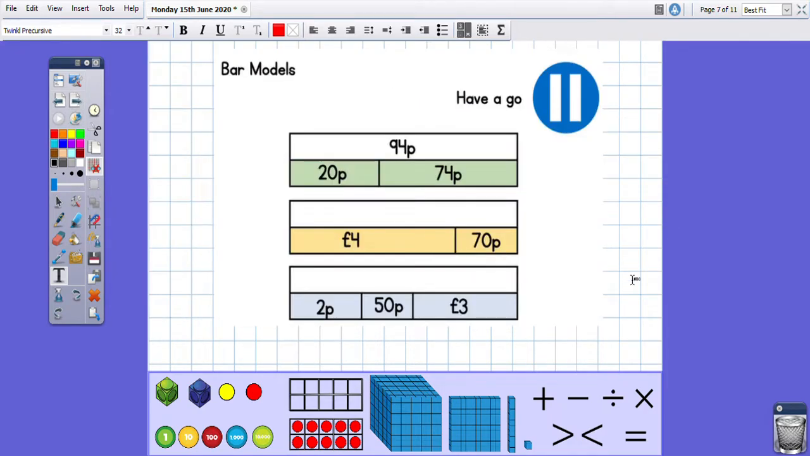Okay, I want you to have a go at this. So using the bar model, 20p add 74p makes 94p. Have a go at filling in these 2 bar models. What is the total that sits in the top bar, okay?